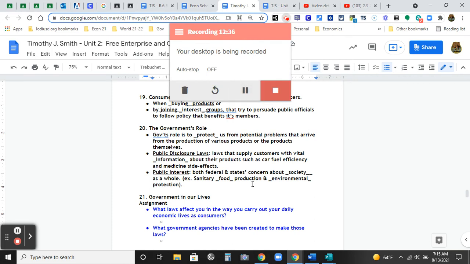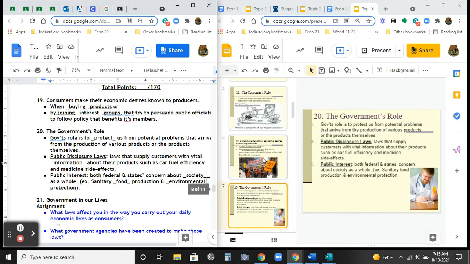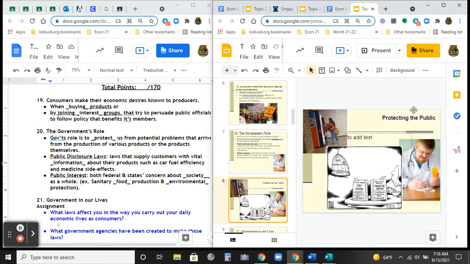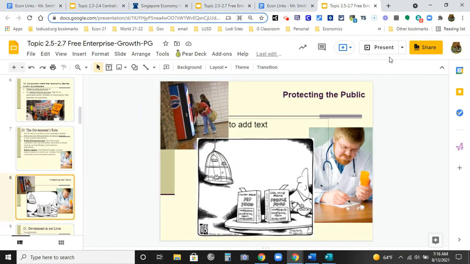So that's the main government role: protect from problems, make sure people in the public get the information, and protect the public interest. All right. Usually it works pretty well, but not always. Let's look at these cartoons and visuals.